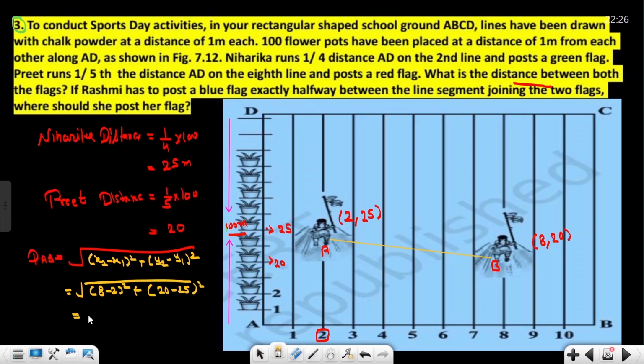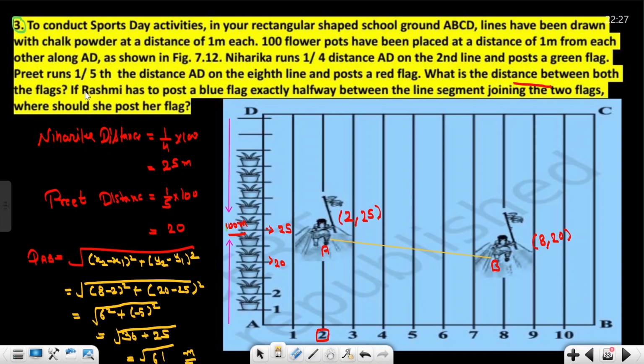8 minus 2 means 6 square. 20 minus 25 means minus 5 square. Root of 6 square is 36 plus 5 square is 25. Root of what do we get? 36 plus 25 is 61. The distance between them is root 61 units, or we can say meters. Okay, I hope you understand. So let's move on to the next part of the question.